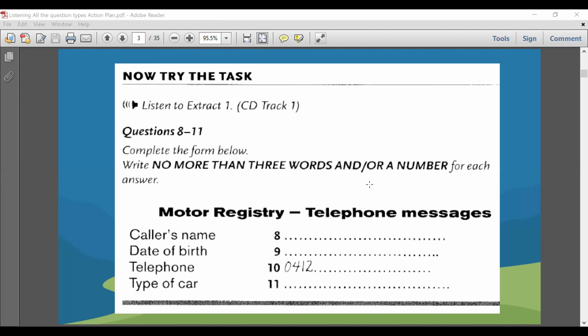Okay. Date of birth is 22nd November 1984.